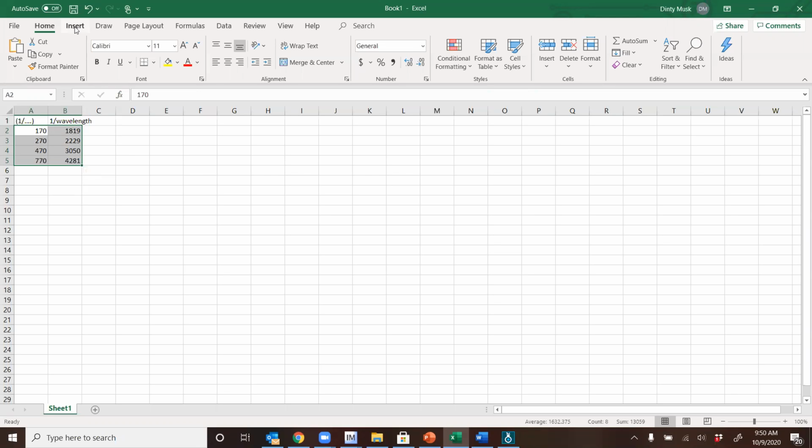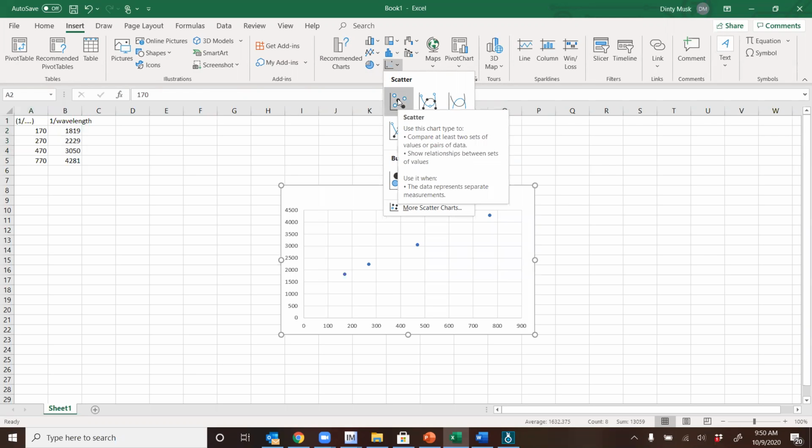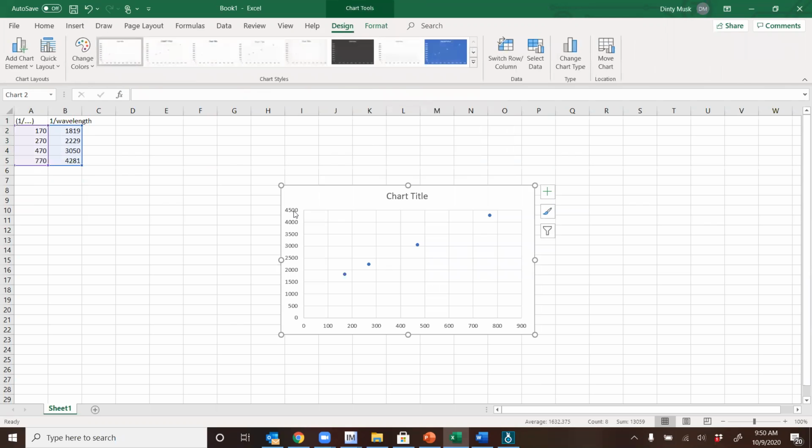So I'm going to go to Insert. And over here in the charts, the kind of chart that we want to insert is a scatter plot. So I can click and hold, and there are different kinds of scatter plots. The scatter plot that I want to use is one where I just see the data points themselves and nothing else.